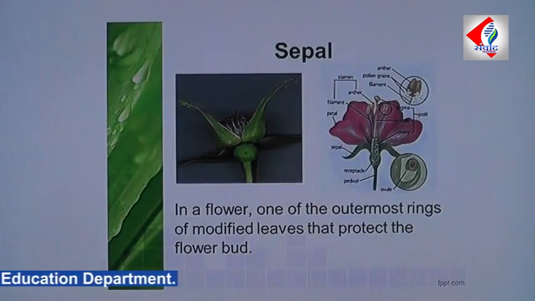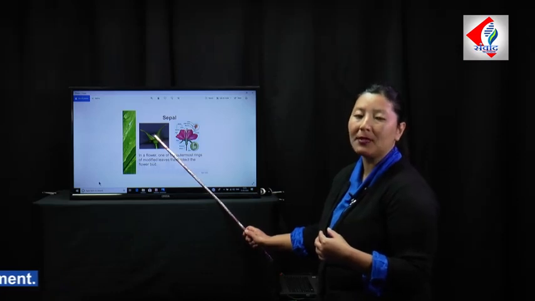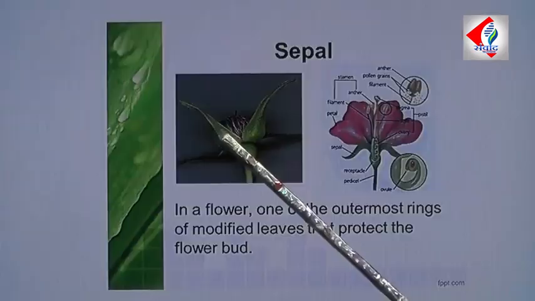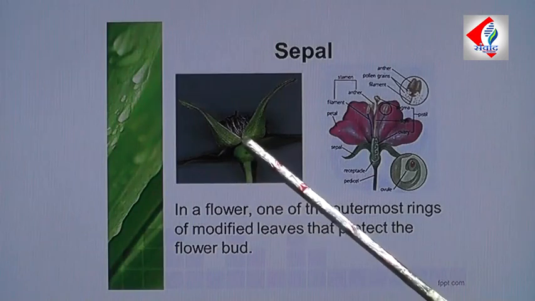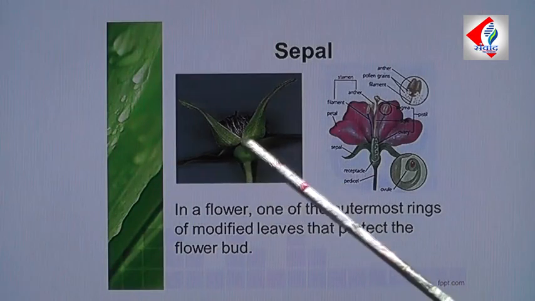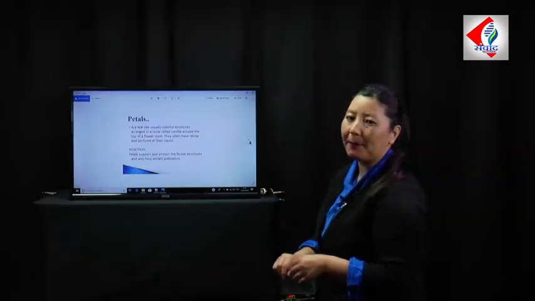So you can see a picture here. And this is the outermost. Remember that sepals are the outermost whorl of the flower. So these are the sepals. These green leaf-like structures are the sepals. Just have a look at this picture. Next we have the petals.